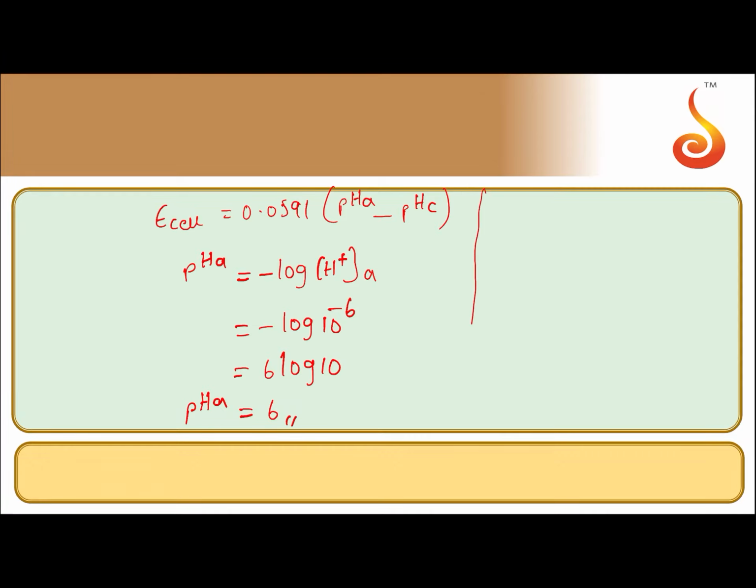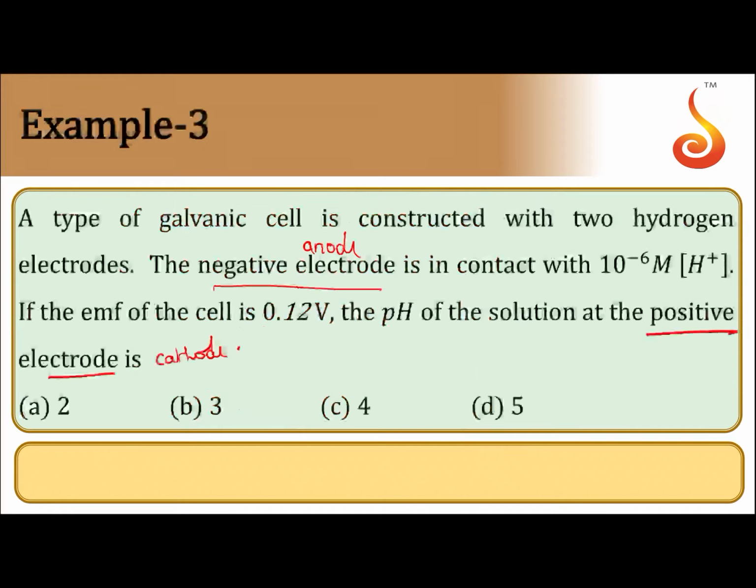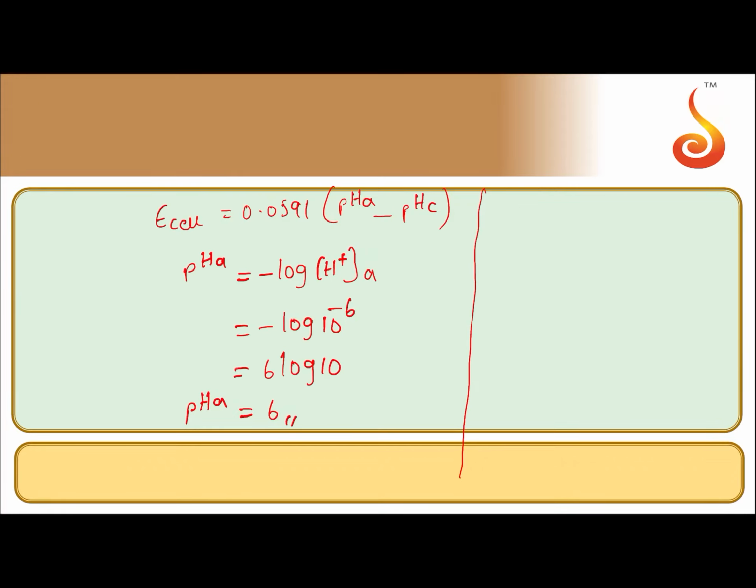Now if we substitute in this formula, E cell is equal to how much is given? E cell 0.12. So 0.12 is equal to 0.0591 into pH at anode, which is 6, minus pH at cathode. If we calculate here, 0.12 by 0.0591 is equal to 6 minus pH at cathode.